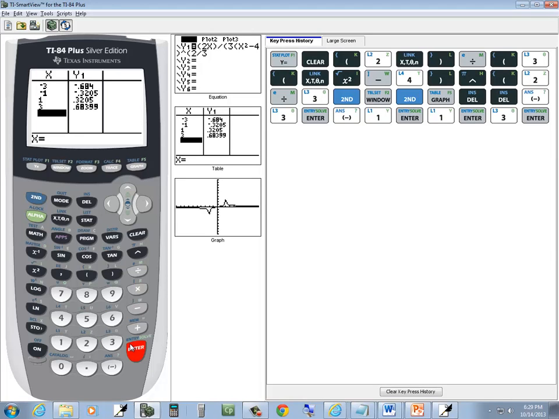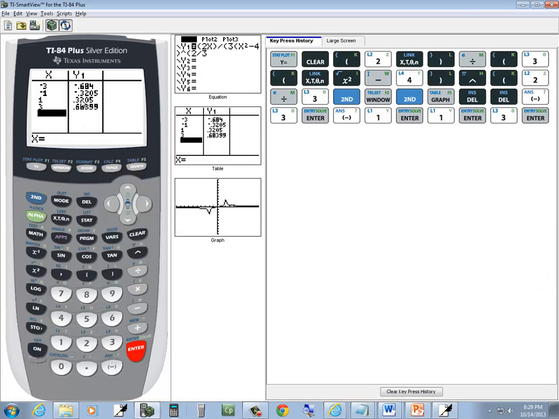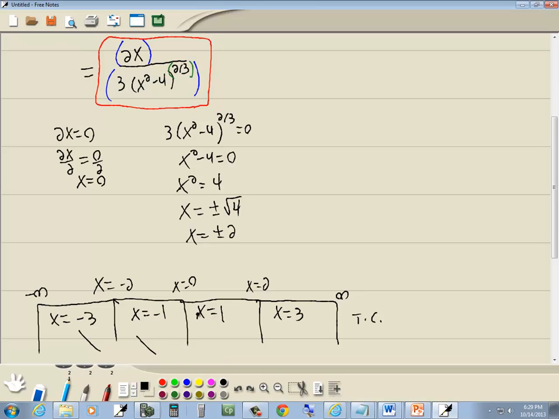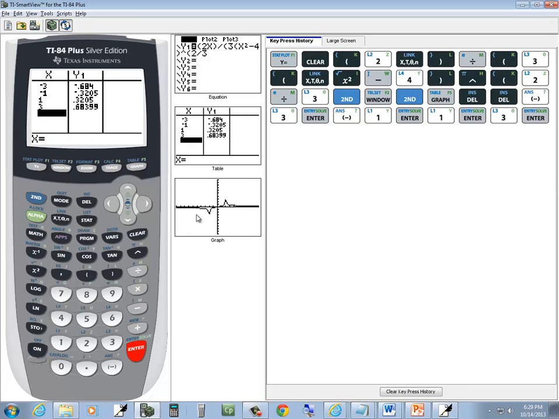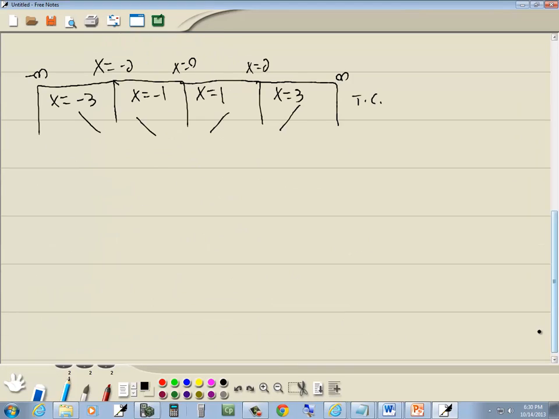Okay, negative 3 gives us a negative value, so that's decreasing. Negative 1 gives us a negative value, so that's decreasing. Positive 1 gives us a positive value, so that's increasing. And 3 gives us a positive value, so that's increasing. So our extrema occurs when the increasing/decreasing changes. So this is decreasing and changes to increasing, so this is going to be a min. We've got 0, comma something.